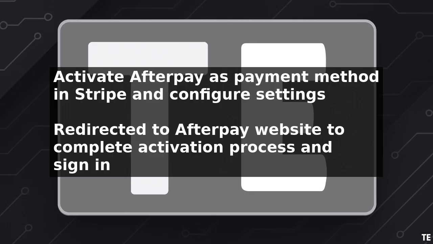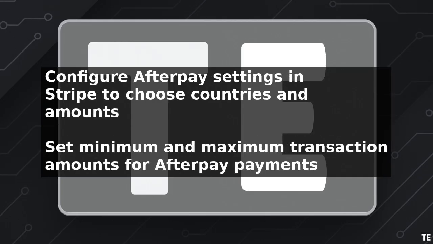maximum transaction amounts. To test Afterpay, create a test payment by clicking on the Payments tab and then clicking on Create Payment. Select Afterpay as the payment method and enter the test payment details. Afterpay will then redirect you to the Afterpay website to complete the payment. Once the payment is complete, go back to your Stripe account to verify that the payment has been successful.